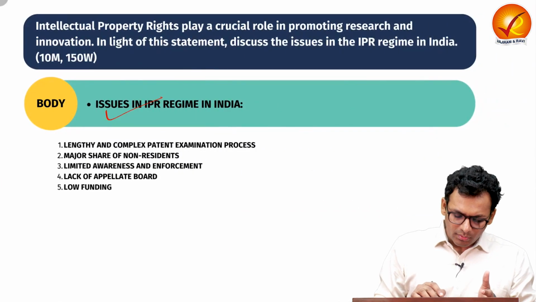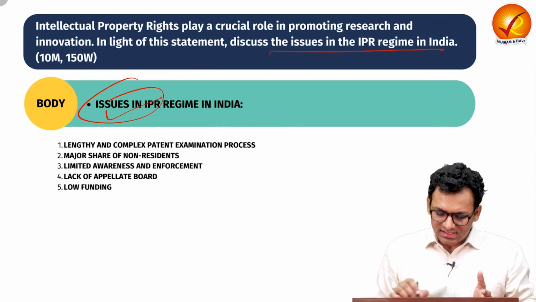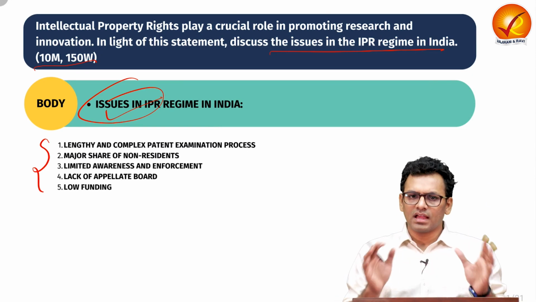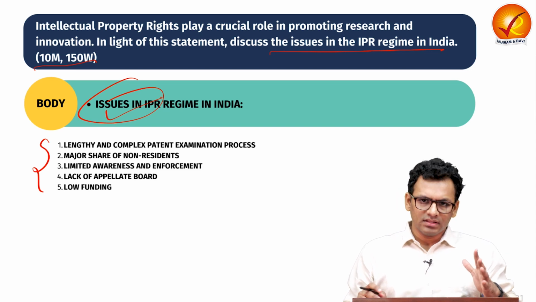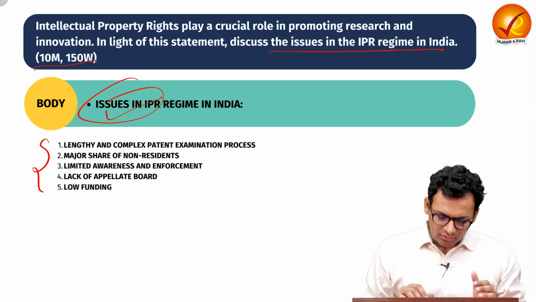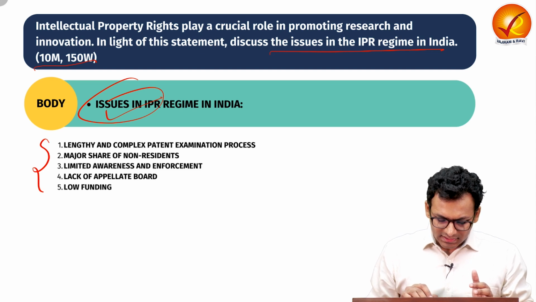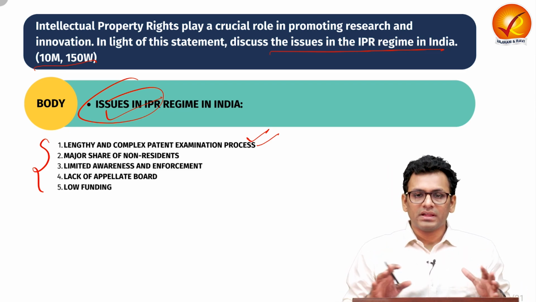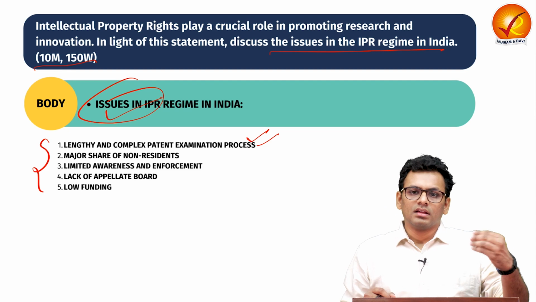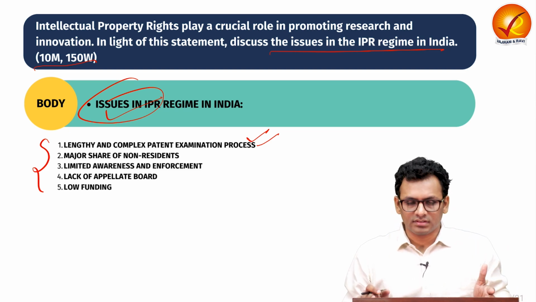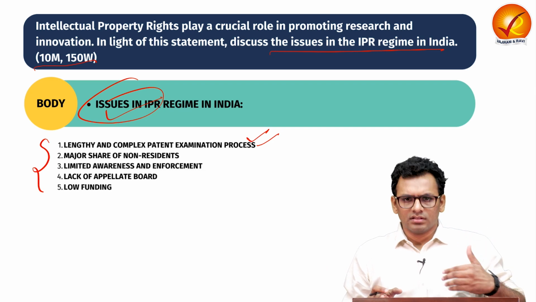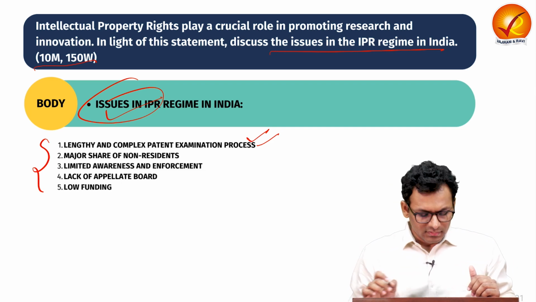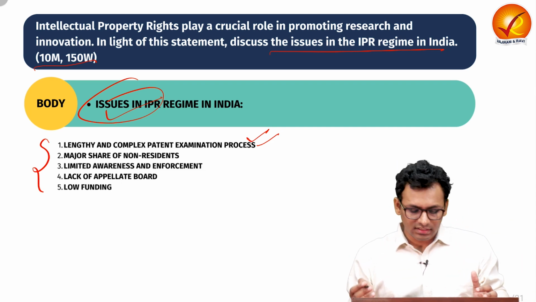In body 2, you can talk about issues in the IPR regime in India, which is the second demand of the question. Over here, you can cite multiple limitations of the IPR regime and provide sufficient examples to make a good argument. The first is the lengthy and complex patent examination process. We have witnessed that, compared to other countries, the patent process in India is very difficult. In India, it takes more than 50 months to process a patent, whereas countries like China complete it in almost 20 months. So there is a timeline issue, which is the lengthy and complex patent examination process.